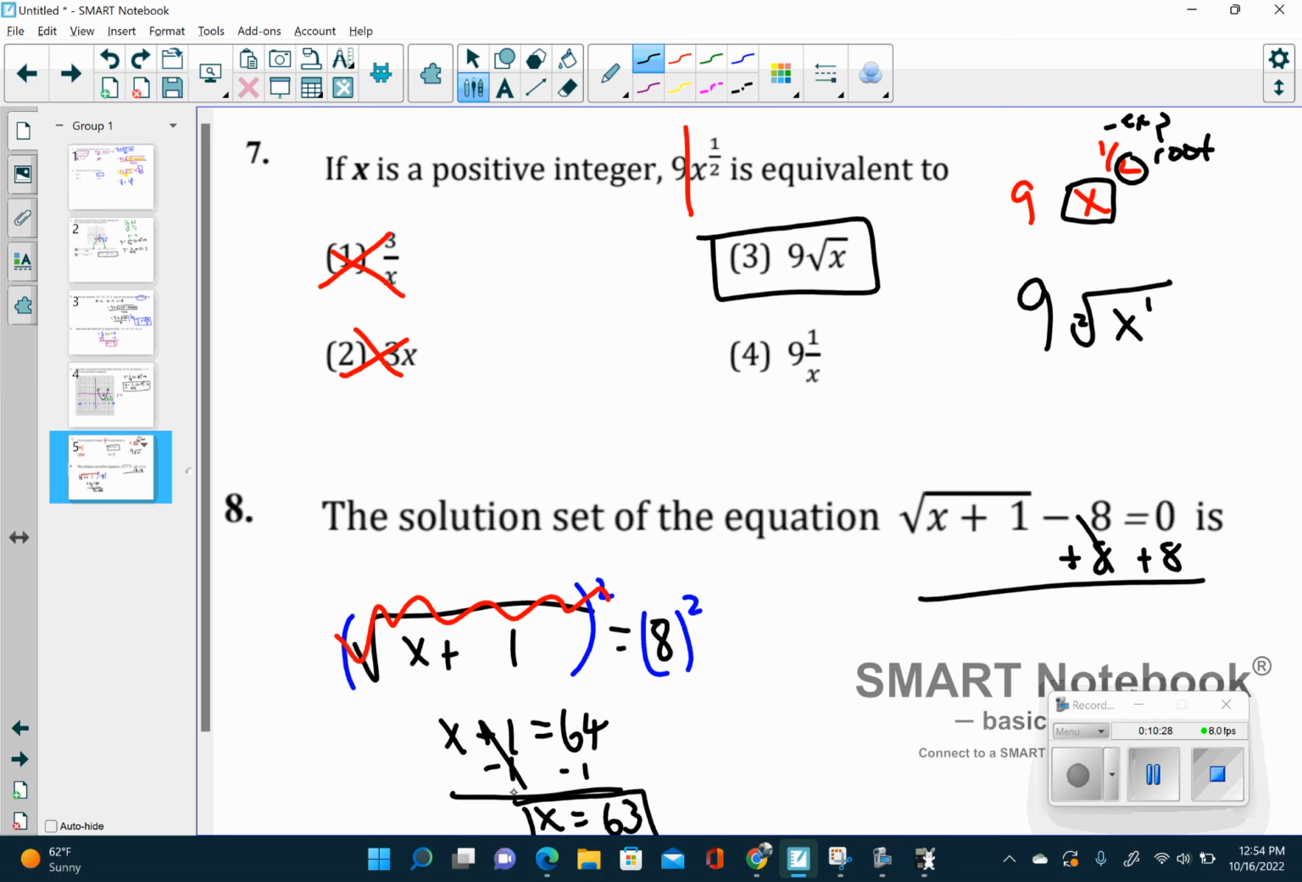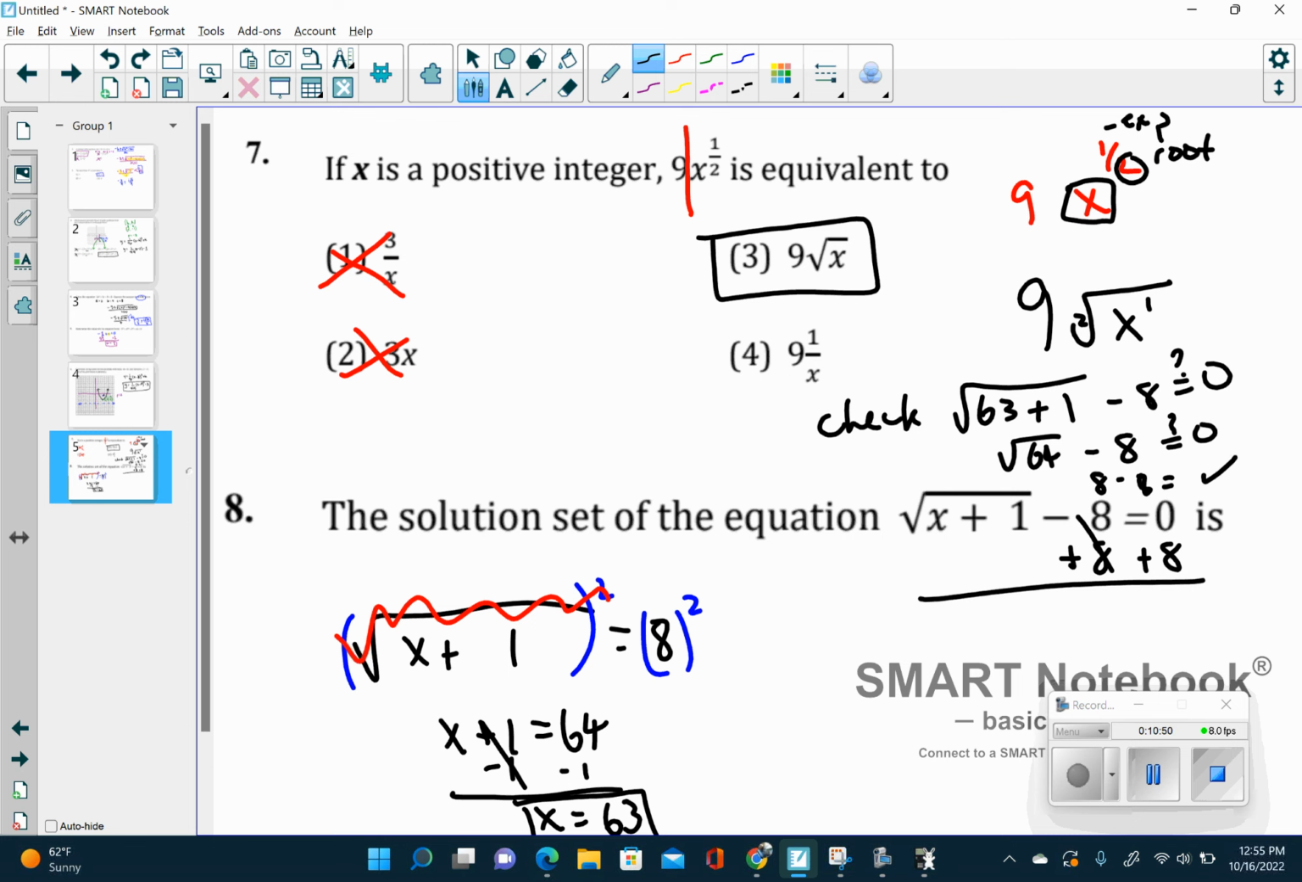And if you check it, let me check it real quick. The square root of 63 plus 1, minus 8, we have to see if that equals 0. The square root of 63 plus 1 is 64. The square root of 64 minus 8, we have to see if that equals 0. 8 minus 8 is equal to 0. Check. So 63 works. Done! Thank you all.